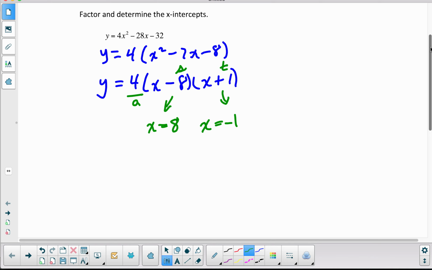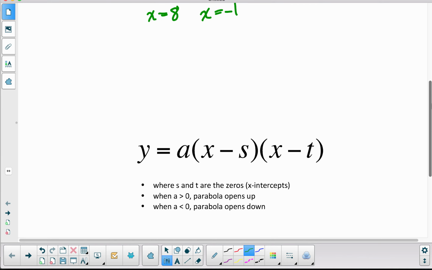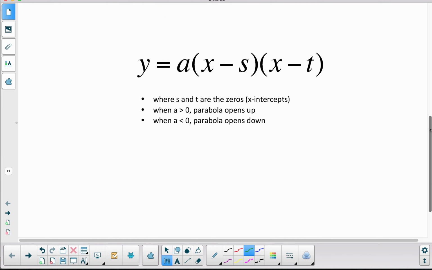So here it is, the general form of a factored form quadratic relation. Y equals A, x minus S, x minus T. S and T, of course, represent the x-intercepts, and A is the number that's in front of the brackets.